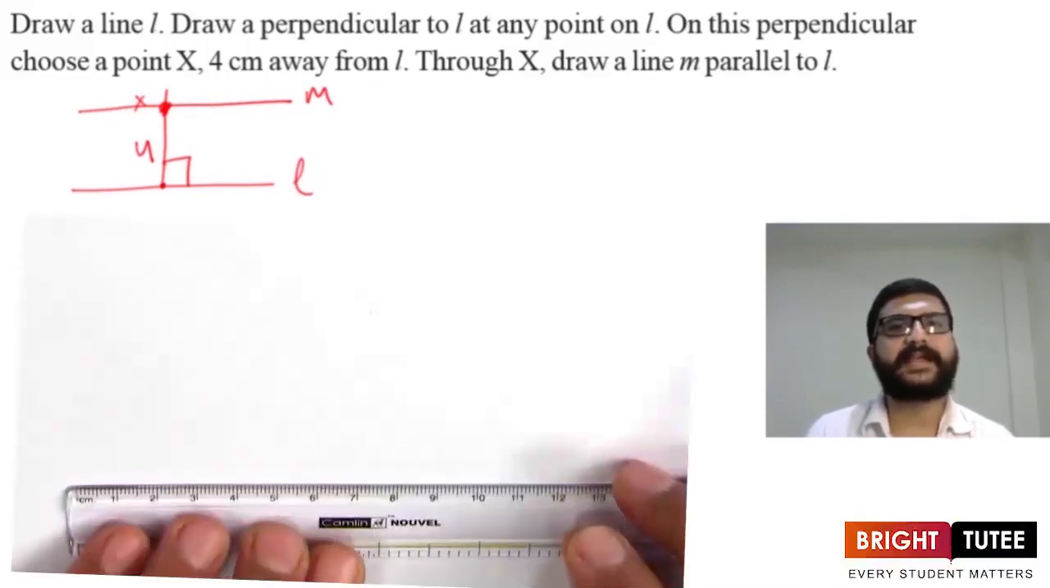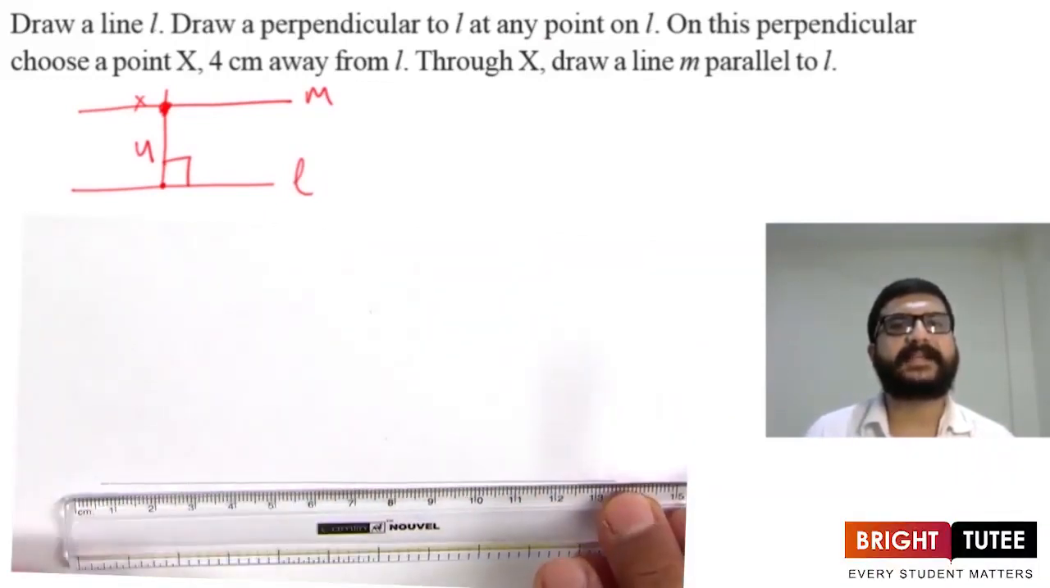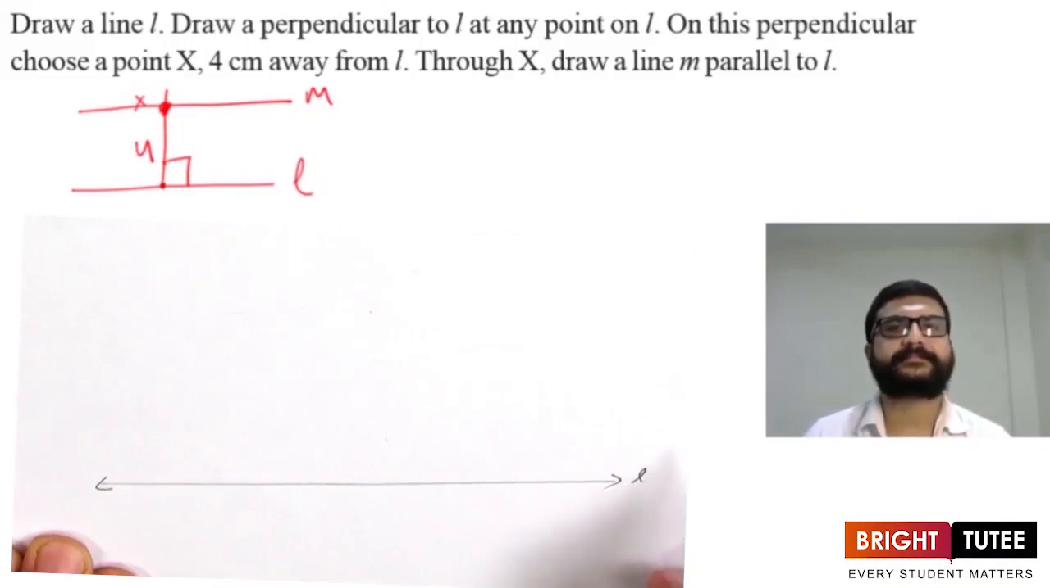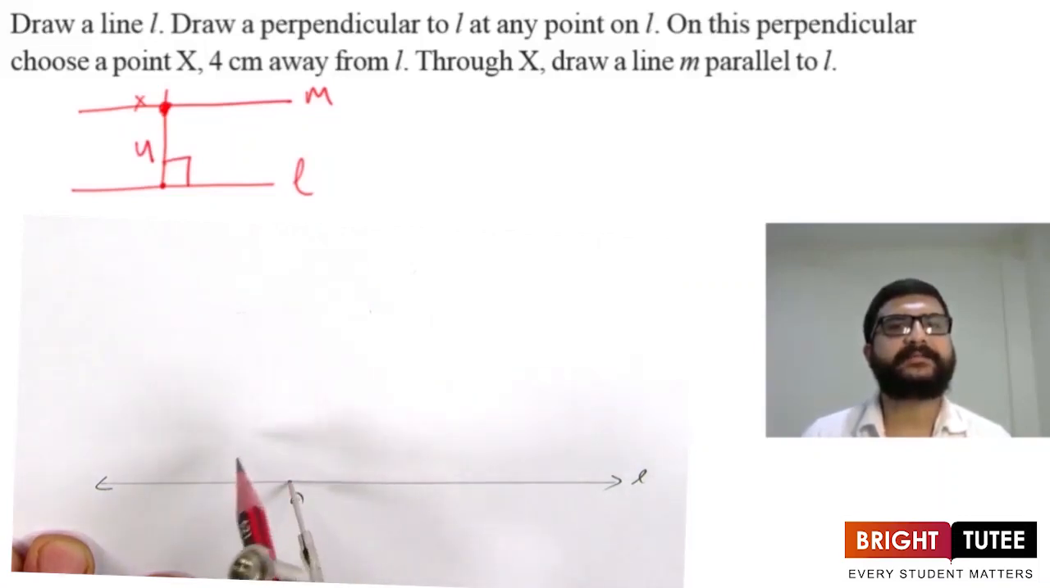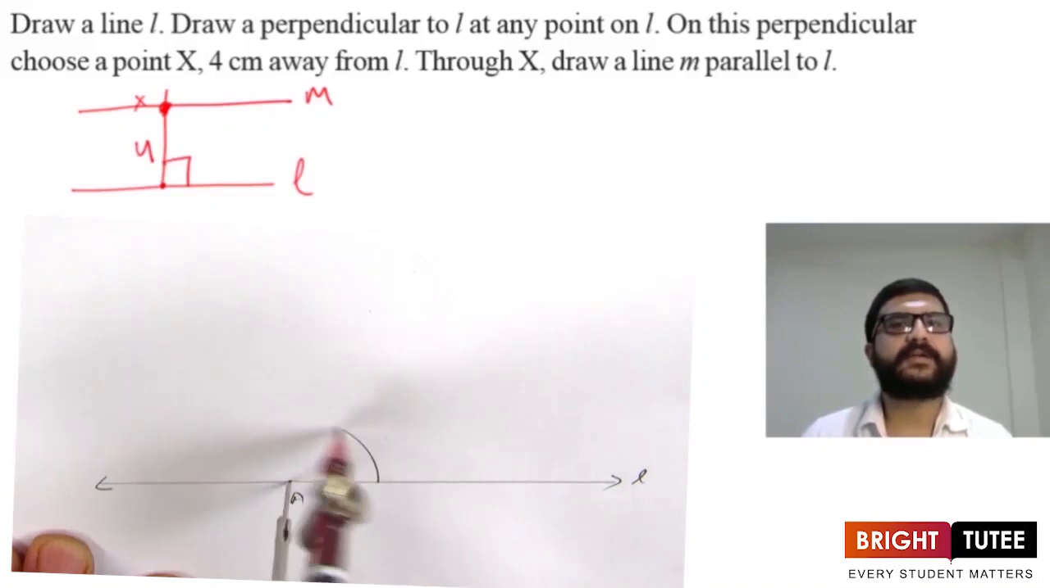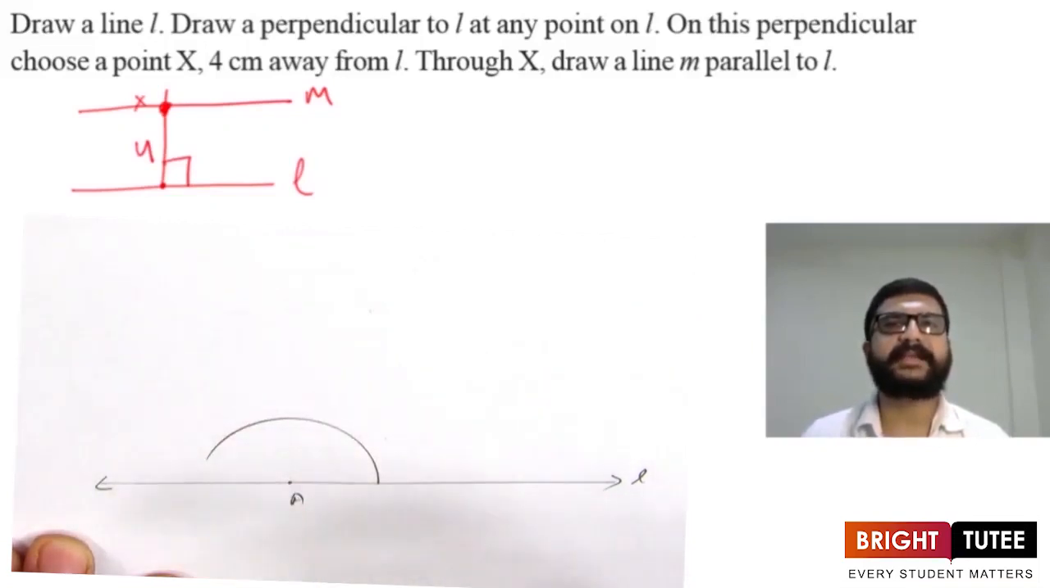First of all, we should have a line L. So let's say here is the line L. Now we can take any point. Let's say it is point A here. So we have taken any point A on the line L. Now we know how to construct a 90-degree angle, or how we can draw a 90-degree angle on any point. So here on this point A we can draw a 90-degree angle.